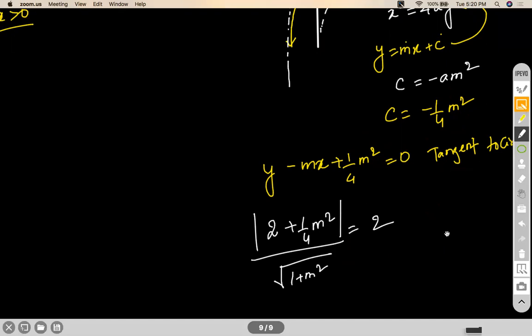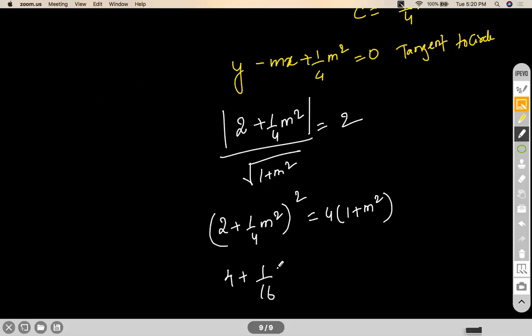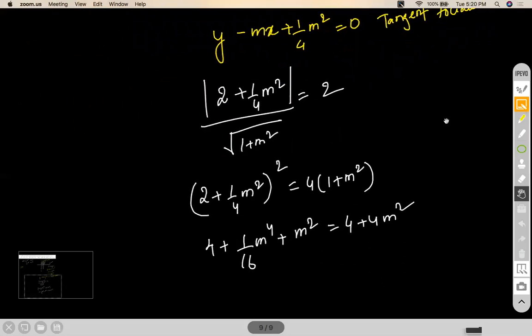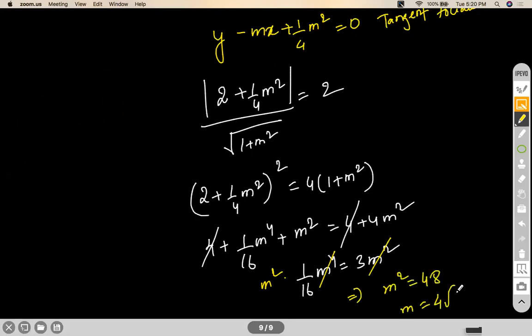Okay, let's try to solve for it. So let's write it as, on expansion, this will give you 4. This will give you 1/16 m to the power 4 plus m square is equal to 4 plus 4 m square. Okay, I hope I am not missing out on anything. Do let me know if I am missing out on anything. So this will give me 1 by 16 m to the power 4 as 3 m square. Now m is 0, that is less likely. So m square I'm going to cancel from both the sides because I acknowledge the fact that m cannot be 0. So m square is equal to 48, so m happens to be 4√3.